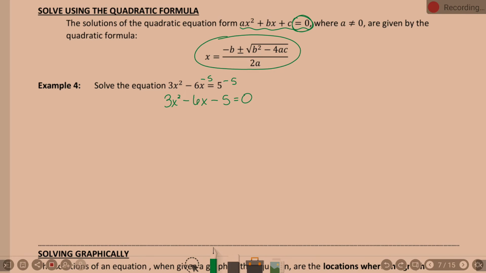From there, what are we ready to do? Plug them in. Do you know your ABCs? I'm going to write them down. You probably don't necessarily need to, but A is 3 because it's in front of x squared. B is -6, the coefficient of x. And C is -5, the constant.